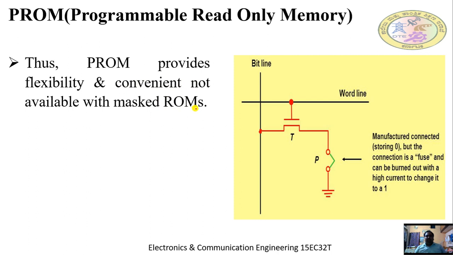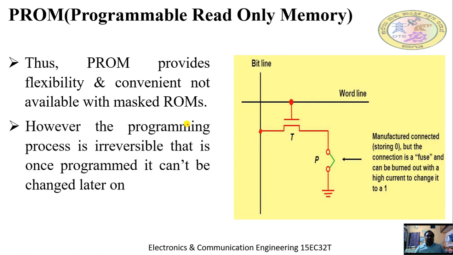So in masked ROM, the manufacturer only decides whether the switch at the position P is to be in closed condition or open condition. But in case of PROM, there is a fuse. The user may decide whether to burn out the fuse or keep it as it is. So this provides some flexibility and convenience for the programmer. However, the programming process is also irreversible here. That is, once it is programmed, it cannot be changed later on.